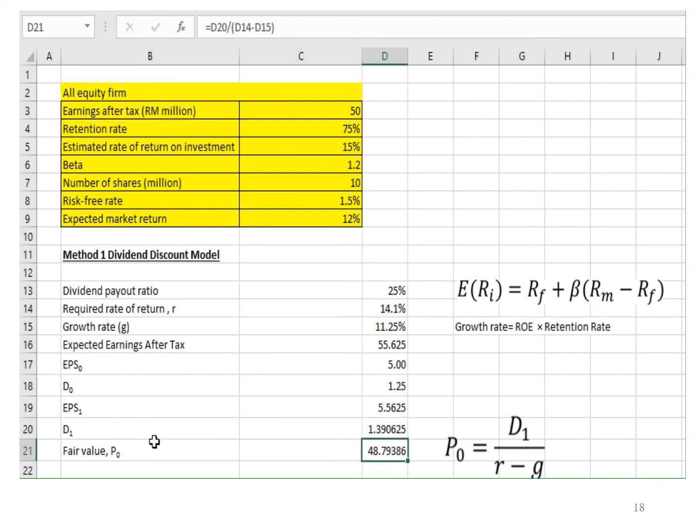Finally, the share price or fair value of the common stock can be calculated using the dividend discount model, using this formula here, which is D1 of 1.39 divided by required rate of return of 14.1% minus growth rate of 11.25%, and the fair value is 48.79 ringgit.